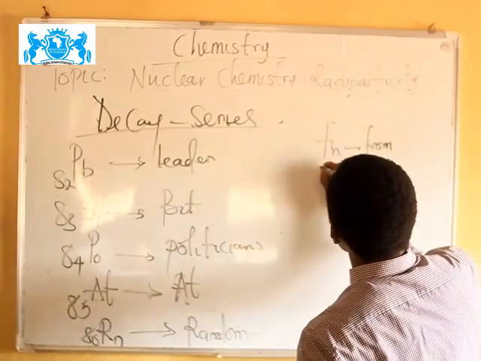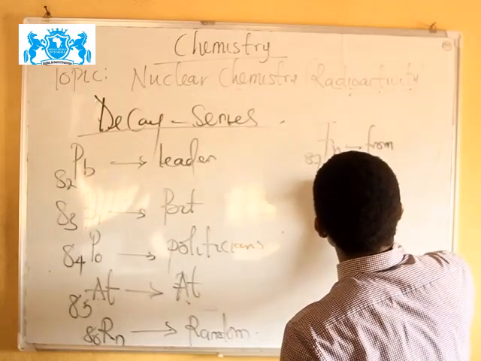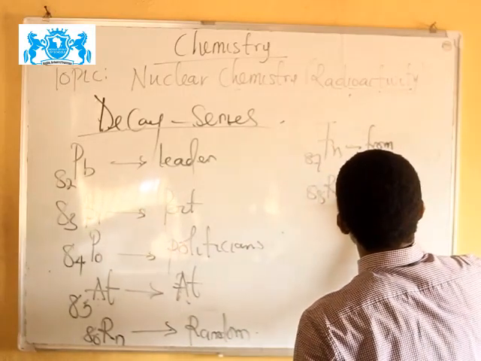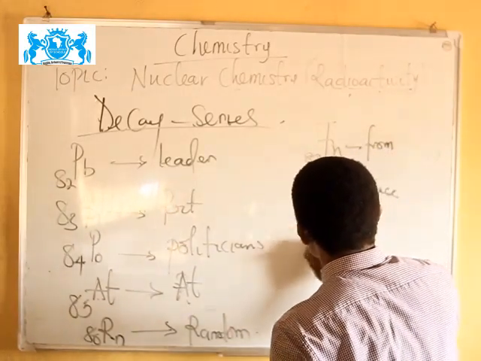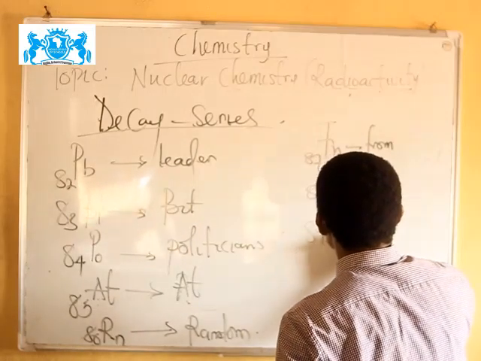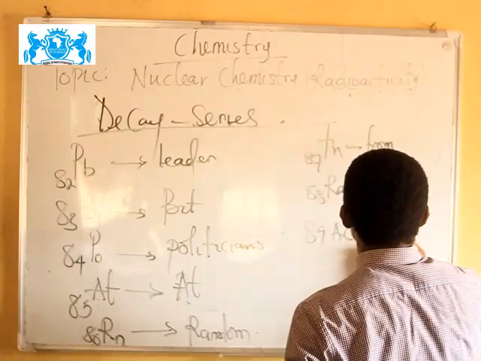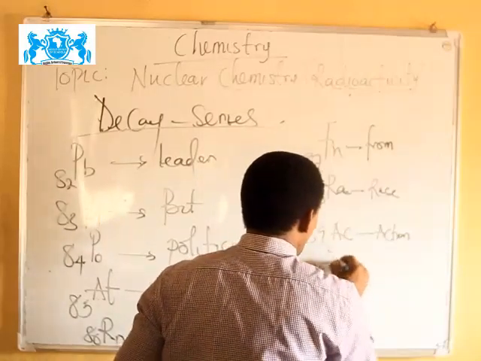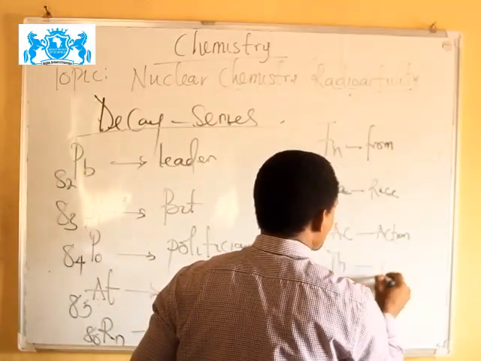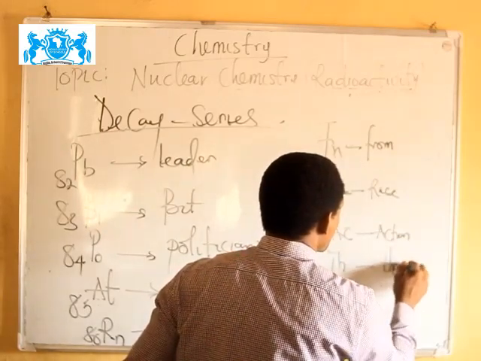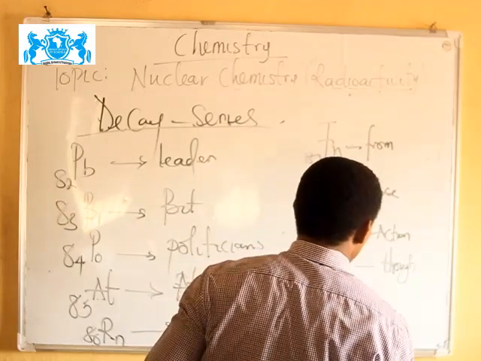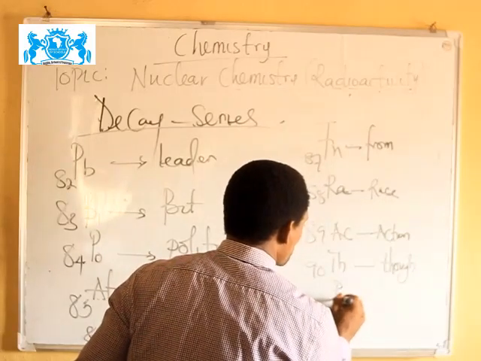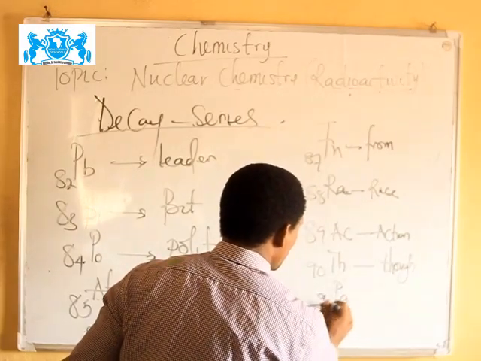Francium, 87. Then radium, 88. Then actinium, 89. Then thorium, atomic number 90. Then protactinium, atomic number 91.